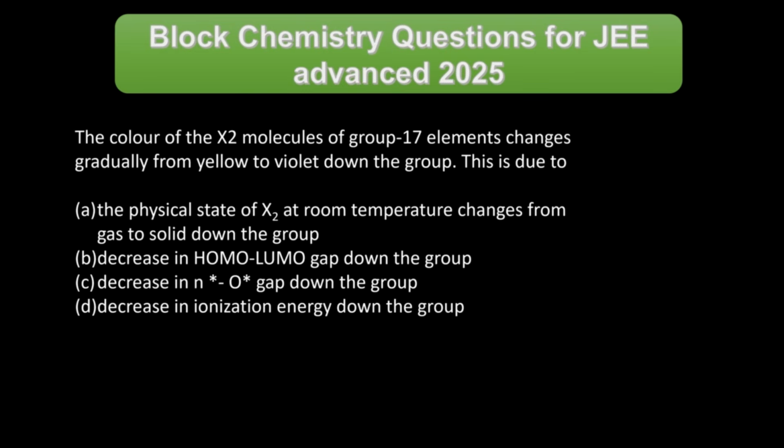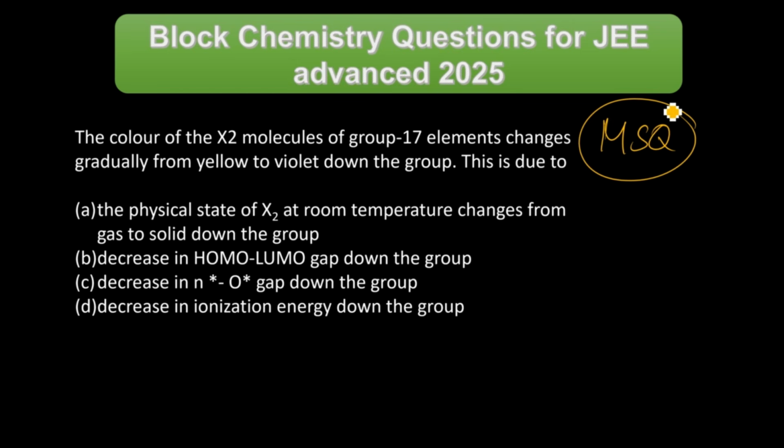Cool. So this is the next question. The color of X2 molecules of group 17 elements changes gradually from yellow to violet down the group. This is due to what causes the change in color from yellow to violet. So this is an MSQ type of question, multiple select answer. So why is the color formed? Because of the energy, right? So the color of X2 molecules in group 17 elements is changing from yellow to violet. This is because of the amount of energy required for the excitation of this halogen.